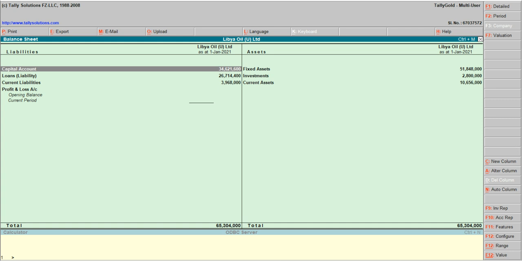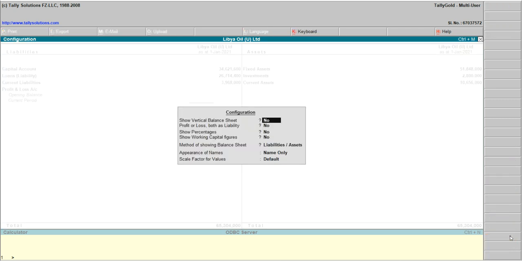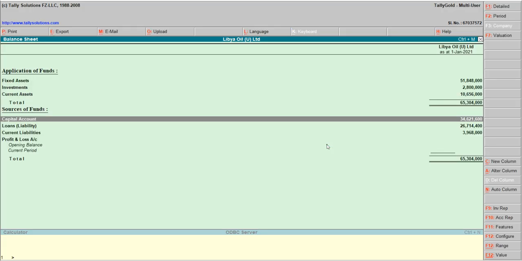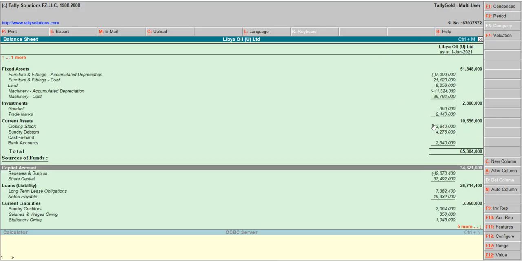This is your balance sheet. I'll configure it to show the vertical balance sheet. You should start with assets, stock, liabilities. Okay, this is your detailed balance sheet, as you can see.